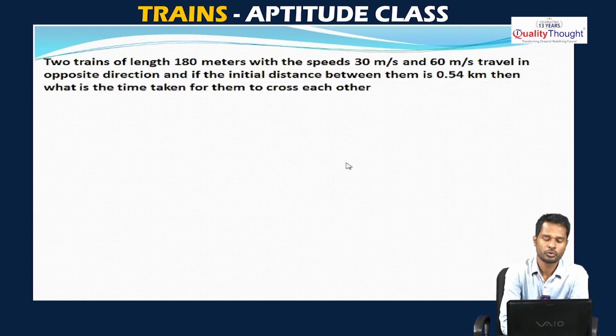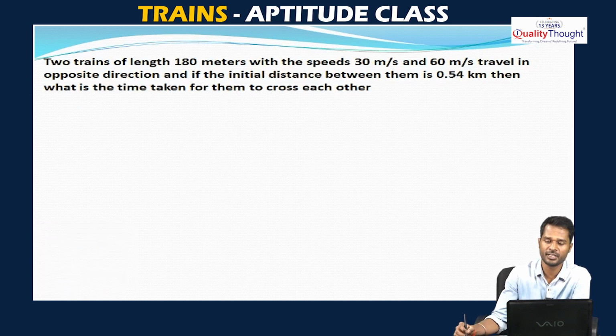See the question: two trains of length 180 meters with speeds 30 meters per second and 60 meters per second travel in opposite directions, and the initial distance between them is 0.54 kilometers. Initial distance between them means that before the trains start, there was a distance of 0.54 kilometers between them. And two trains of length 180 meters means each train has a length of 180 meters. Now what is the question? What is the time taken for them to cross each other?